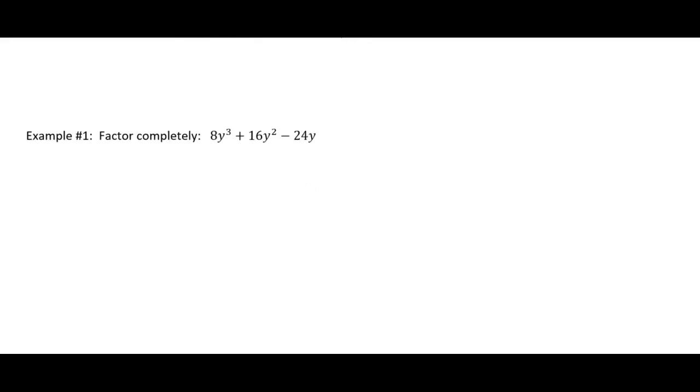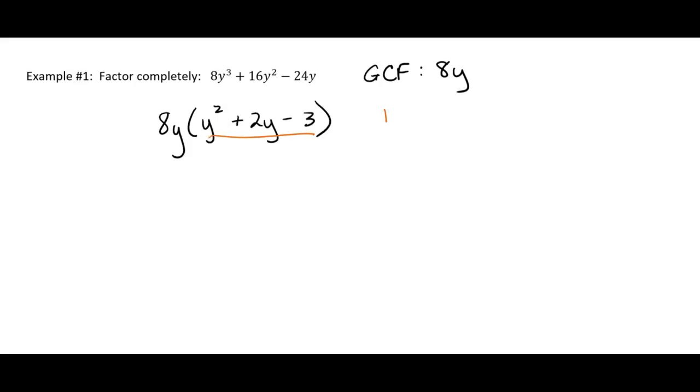So let's go to an example now. We have this, and it's always going to say factor completely. So we have this polynomial. We're going to look for the GCF, which in this case is 8y, because they're all divisible by 8 and they're all divisible by y. So we're going to factor out the 8y and get y squared plus 2y minus 3. Okay? So now inside the parentheses, what we have left here is a trinomial. So we're going to try to factor that trinomial.